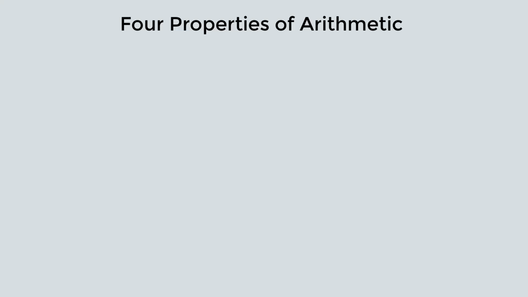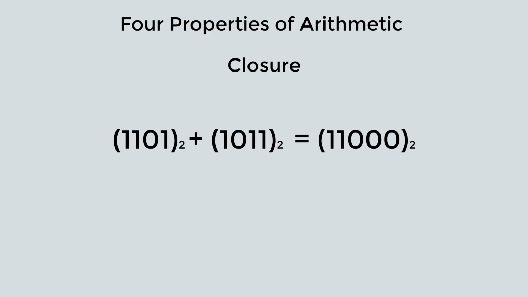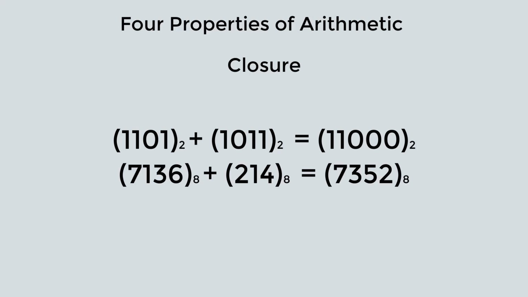The first property is called closure. Closure means that when we perform an operation on 2 numbers in the same number system, the result is also a number in that number system. For example, if we add 2 binary numbers, the answer is still a binary number. If we add 2 base 8 numbers, the answer is still a base 8 number. So if A and C are numbers written in base k, and k is a base of the number system, then A plus C will also be representable in k.